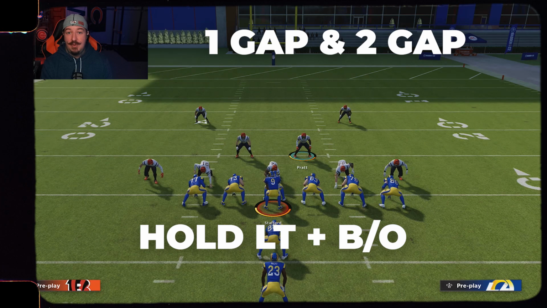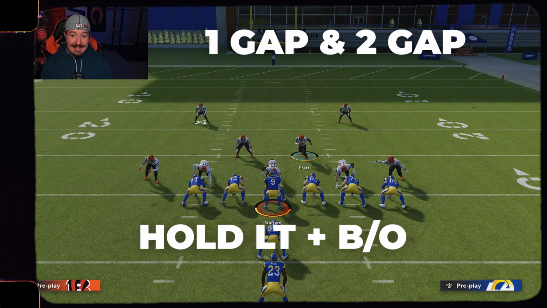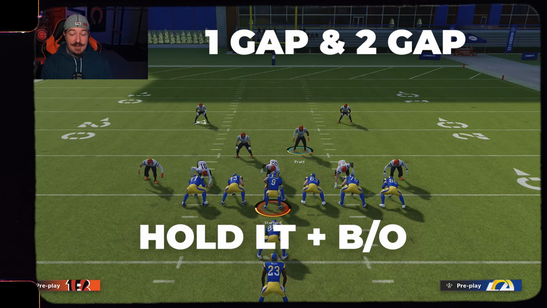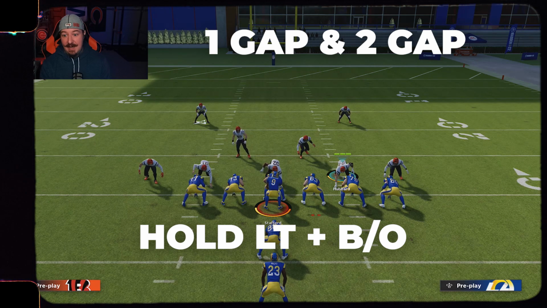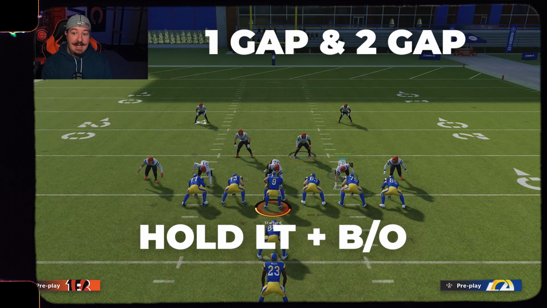If you have the run to the right, you're going to have the nose tackle playing that right A gap, but this player Pratt can also play into that gap. Now, he also is going to be responsible for this gap as well, and as is Hubbard. So Hubbard is playing the B gap and also the C gap on this defense.